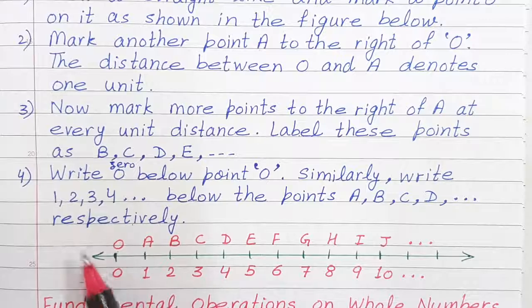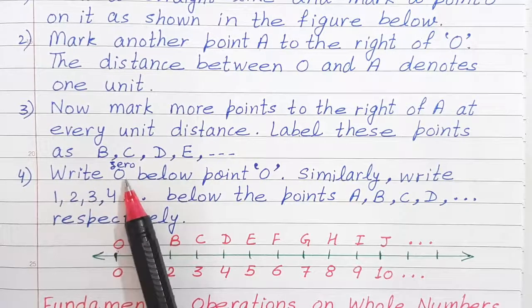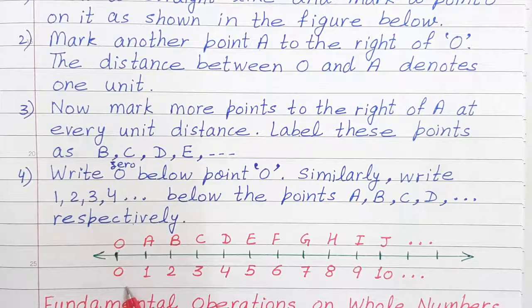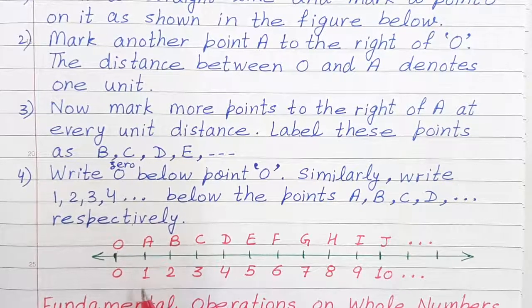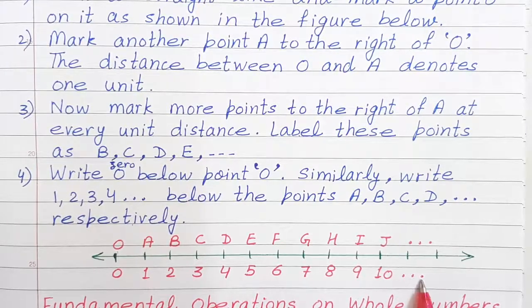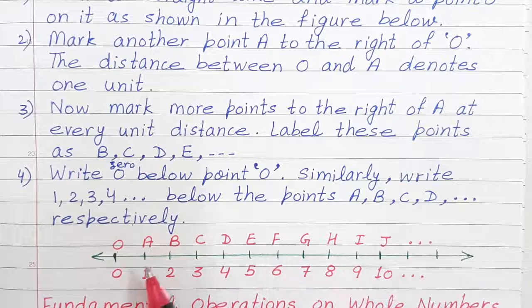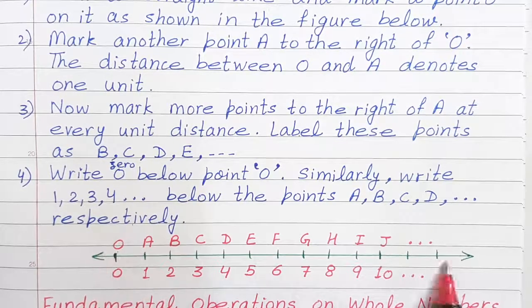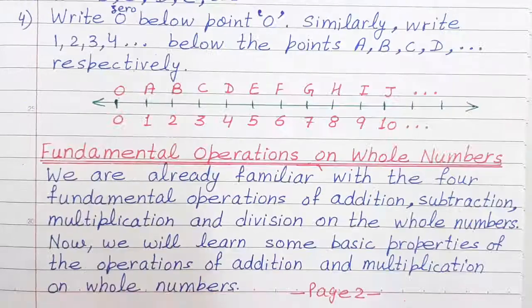Now, step number 4 is write 0 below O, then 1 below A. Similarly, we continue like this 0, 1, 2, 3, 4 and so on. Clear? This is how we can represent on a number line. Children, we don't have any questions based on number line. So it is just for your knowledge, right?